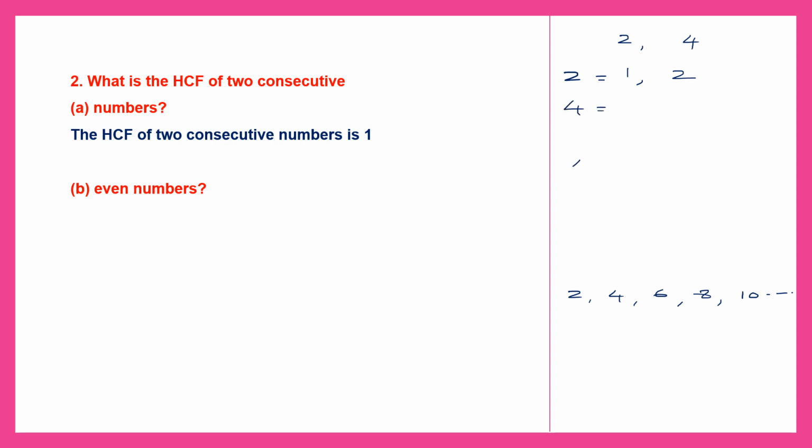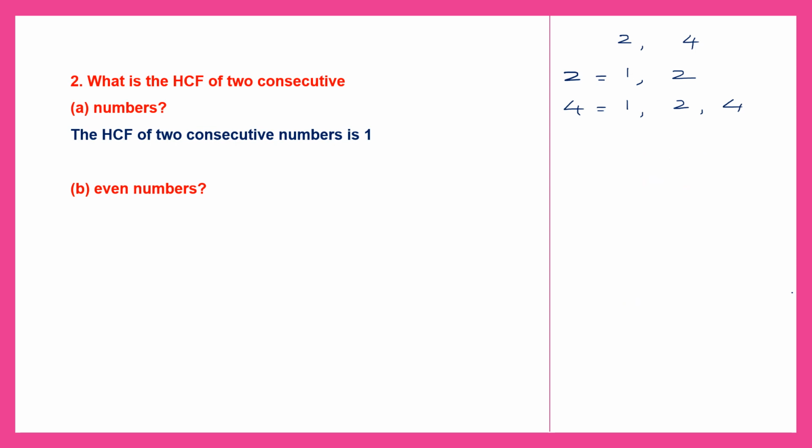So we know 4, what are the factors? 1 into 4 is 4. Then we know 2 2's are 4. So what are the factors of 4? 1, 2 and 4. We don't have to repeat this 2. So let's write the factors of 4: 1, 2 and 4.